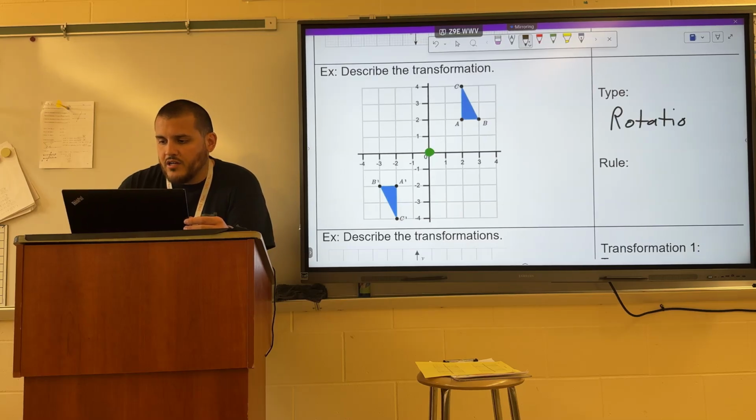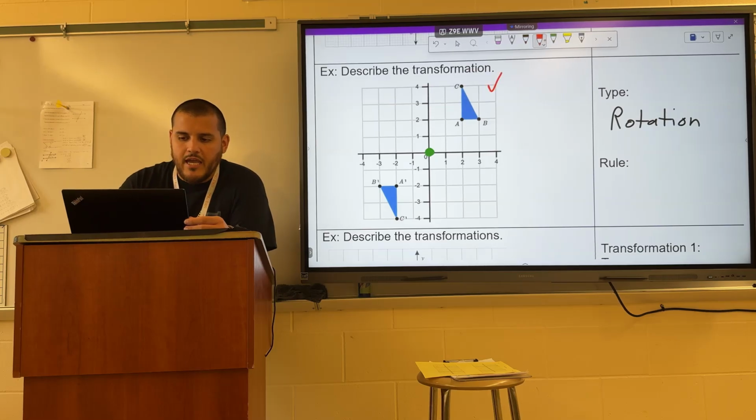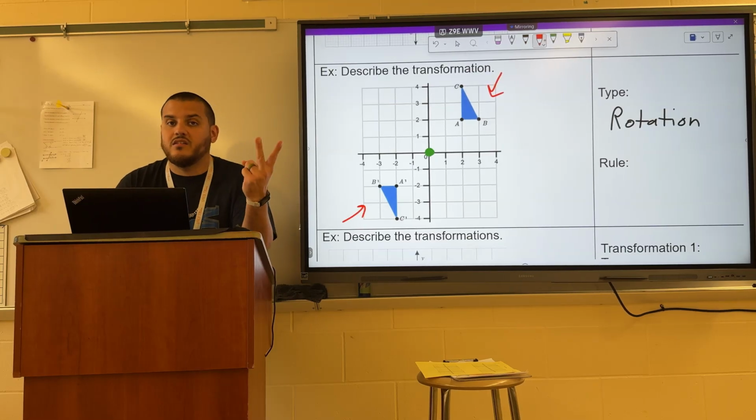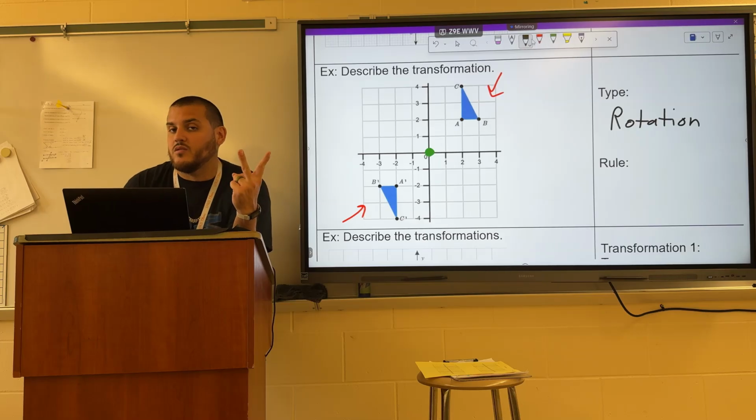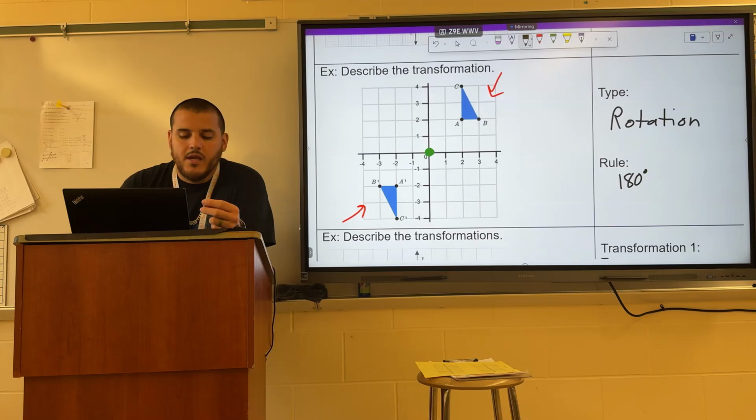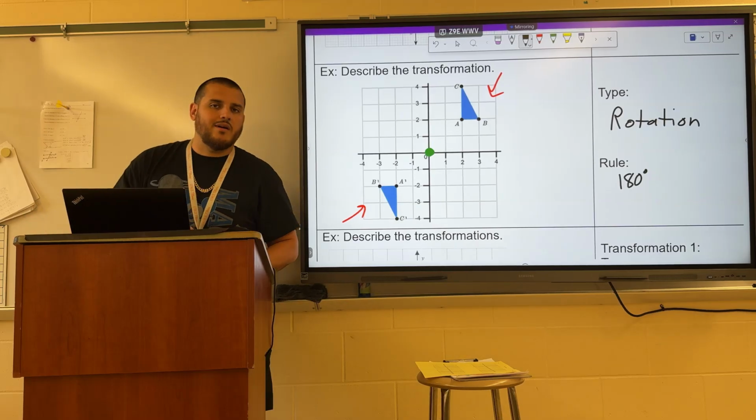Our pre-image started up here in quadrant 1. And it ended up here down in quadrant 3. That's 2 quadrants of movement, so that's a 90 twice, which gives me 180 degrees of rotation. And remember, for 180, it doesn't matter which direction we're talking about, clockwise or counterclockwise, it's the same.